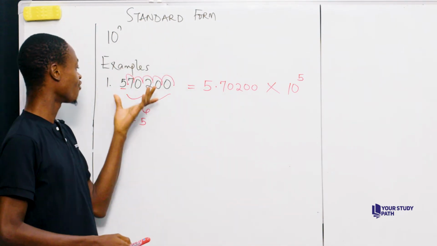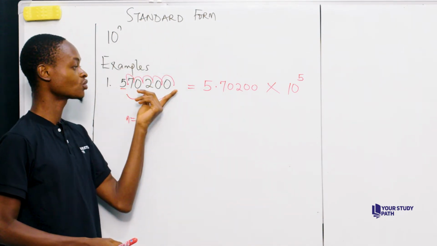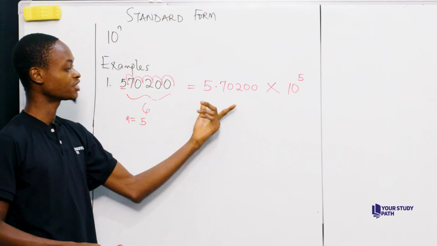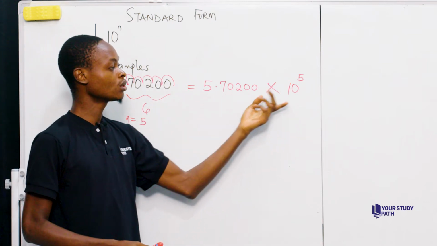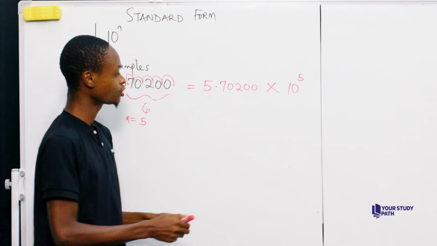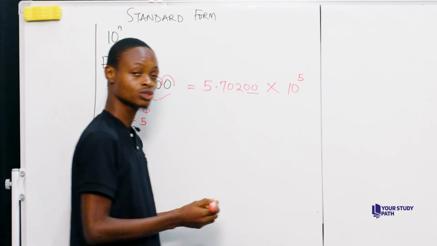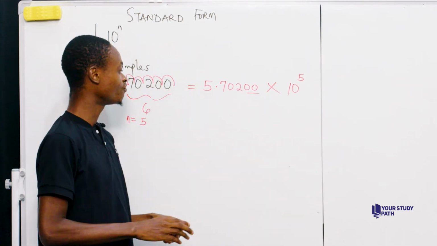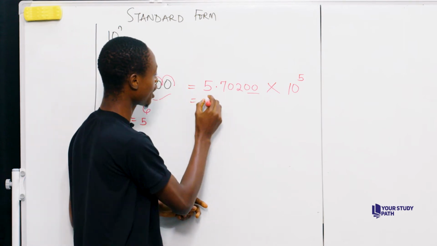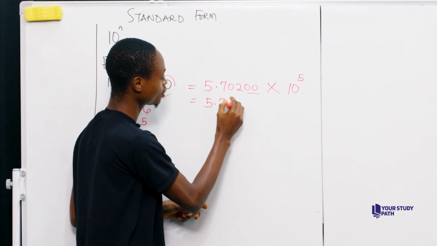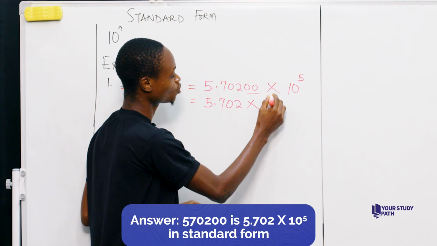So we have been able to convert 570,200 into standard form as 5.702 times 10 raised to the power 5. Of course, these last two digits are zeros, and they are at the end of the number, so we can write this as 5.702 times 10 raised to the power 5.